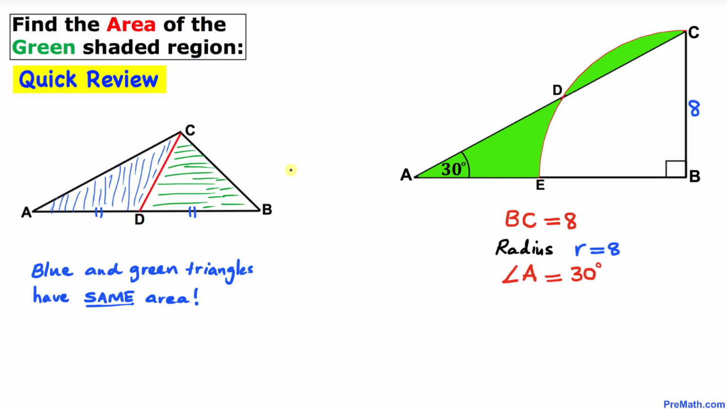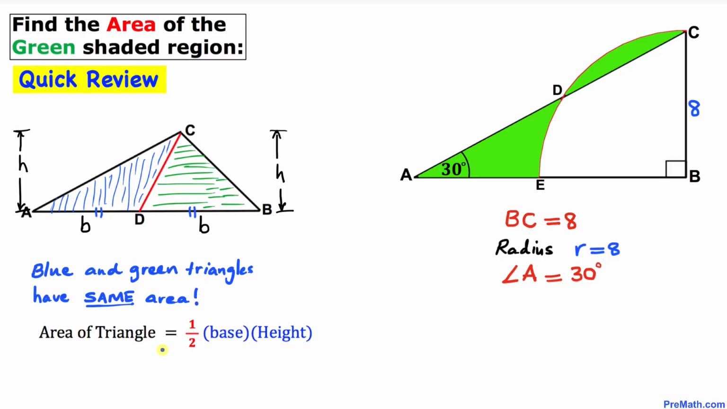the same area. Now let me explain quickly why the areas of both triangles are the same. We can see that both of these triangles have the same height. Let me call this height H for the green triangle, and on this side the height is H as well for the blue triangle. Moreover, since these bases are the same, let me call this base B for the green triangle and base B for the blue triangle as well.